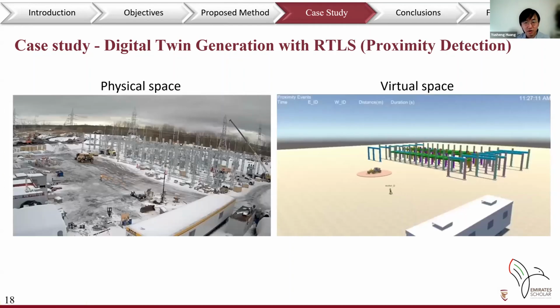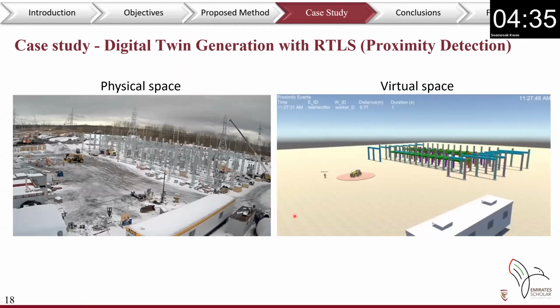And this is the example of digital twin using RTLS data. In this video, the worker is approaching the equipment. When there is a proximity detected, the proximity will be recorded. The movement of the worker and the equipment in the virtual space is matching the physical space. However, we can notice some unnecessary rotation in the virtual space, which is caused by the positioning errors.